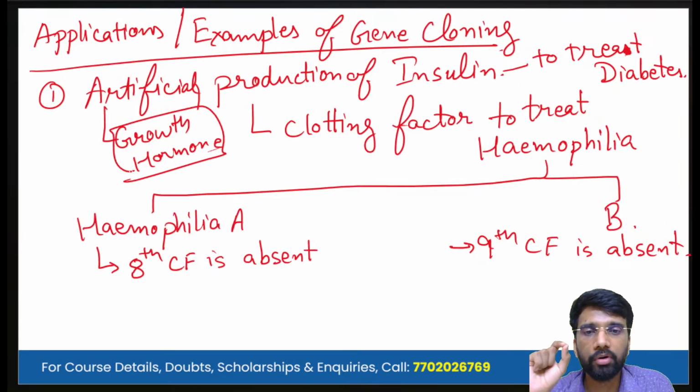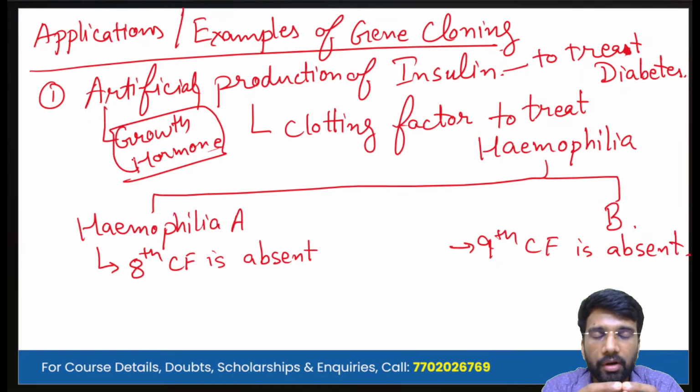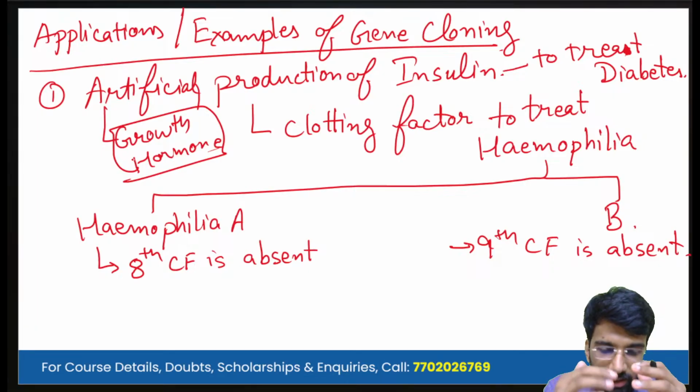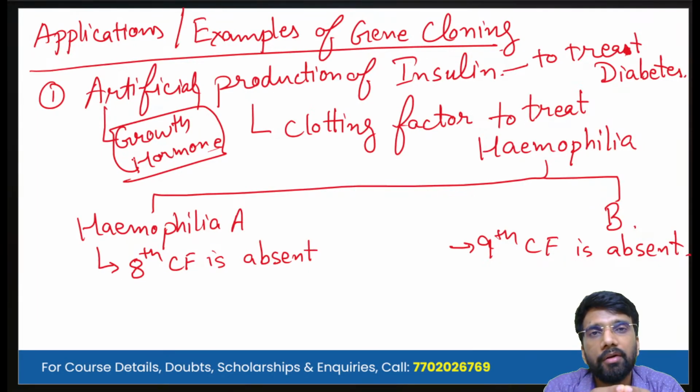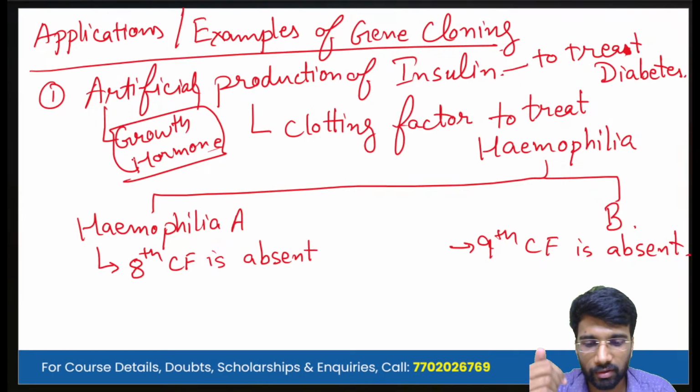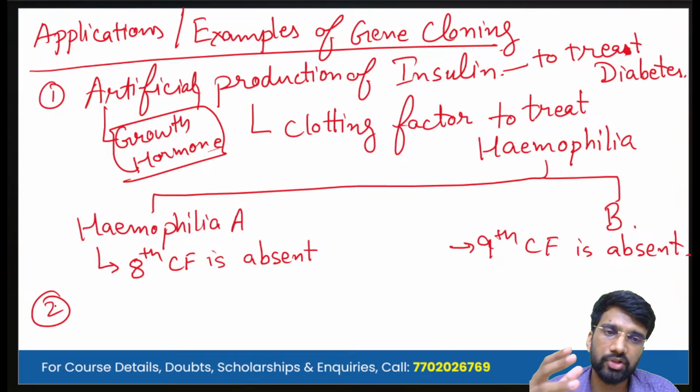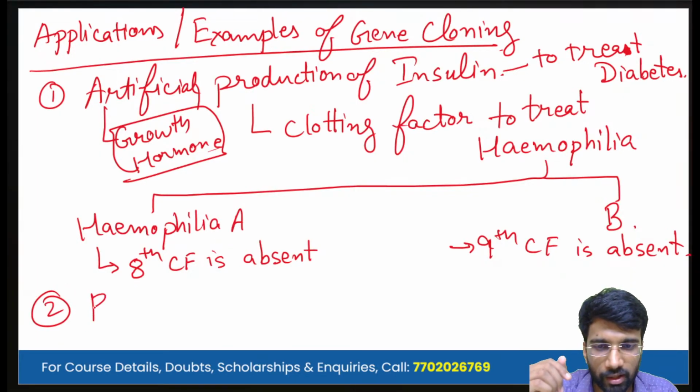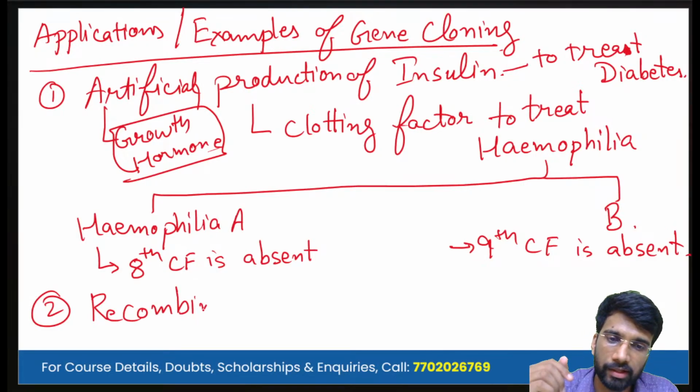We can produce the growth hormone, and what will this growth hormone do? It will be used to treat dwarfism in certain individuals. Individuals remain dwarf when they have a lack of, or insufficient, growth hormone in their body. So by artificially making this growth hormone using gene cloning, we can treat dwarfism. And also we can use this gene cloning technique, gene cloning method, to make recombinant vaccines.